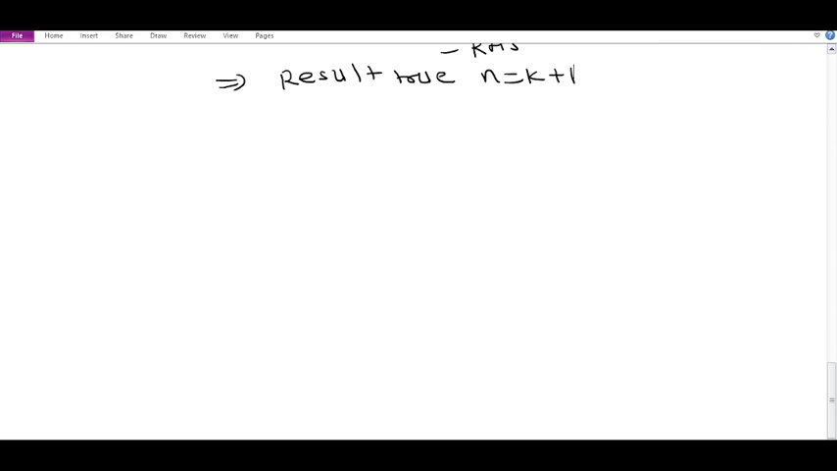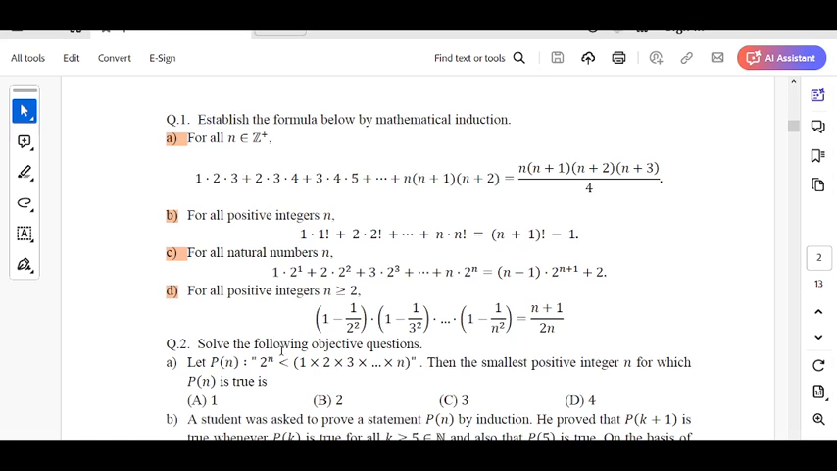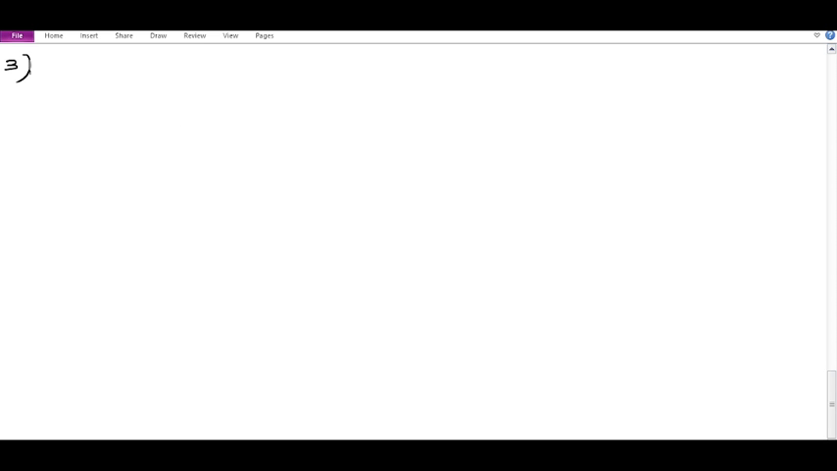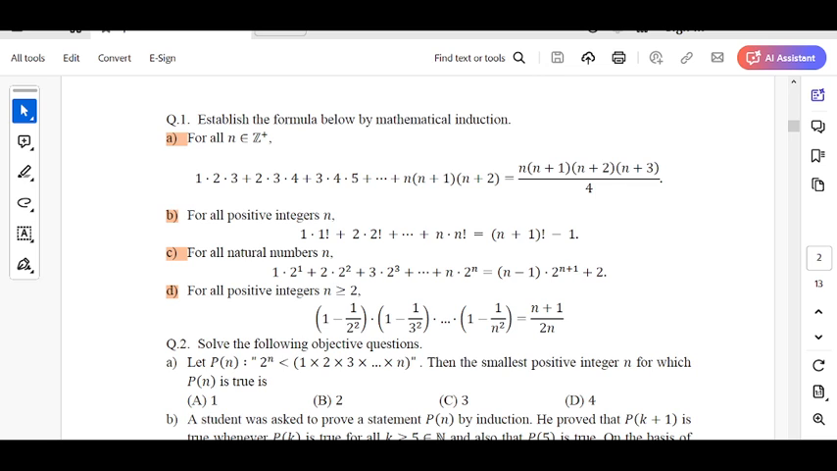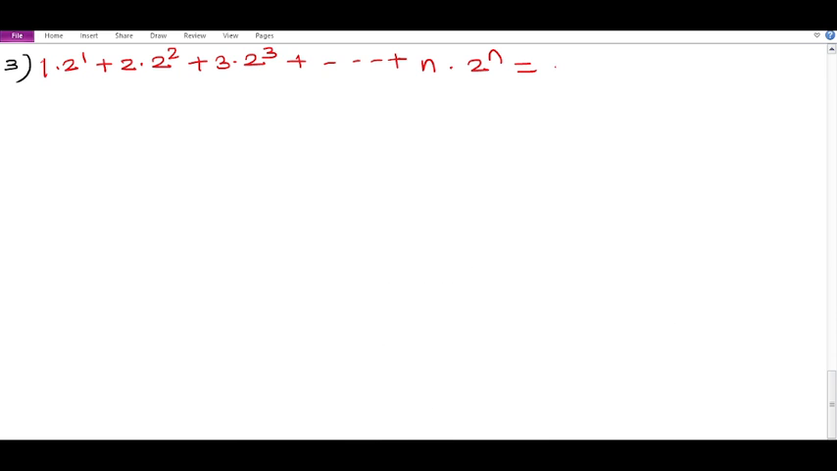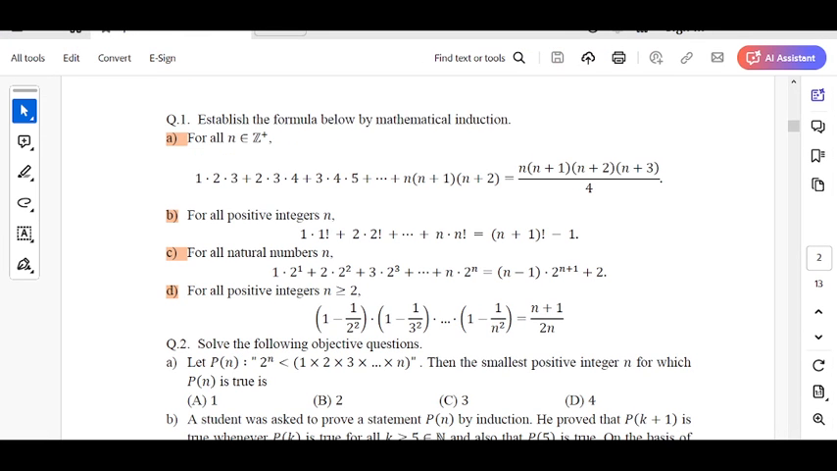Now next, example number 3. Example number 3 here: for all positive integers, 1 into 2 raised to 1 plus 2 into 2 raised to 2 plus 3 into 2 raised to 3 plus ... plus n into 2 raised to n is equal to (n minus 1) into 2 raised to (n plus 1) plus 2.